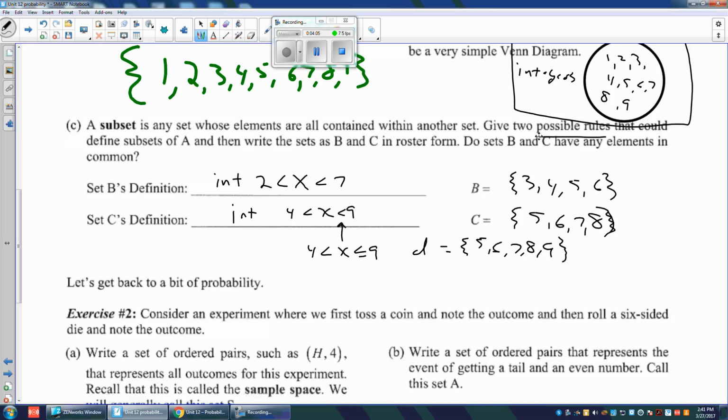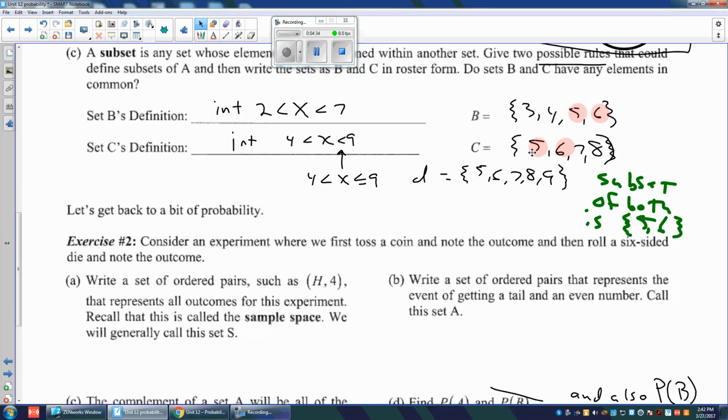Do sets B and C have any elements that are in common? Yes, they do. Let me see. They have 5 in common and 6 in common. So a subset of both is 5 and 6. Okay, now let's go on to exercise 2.